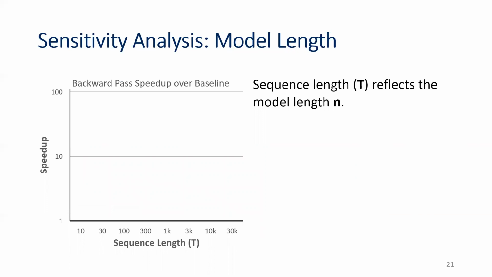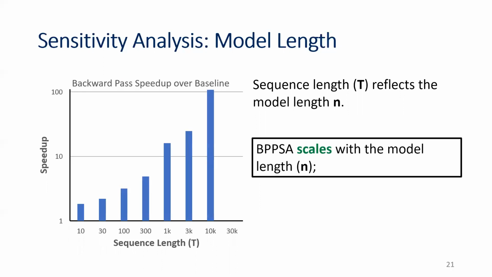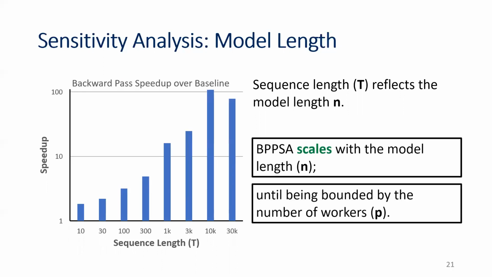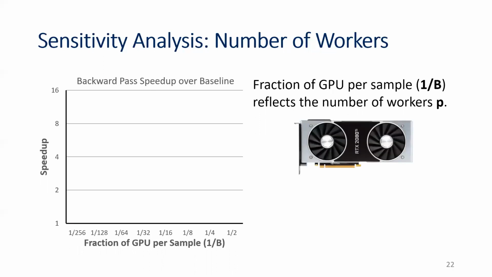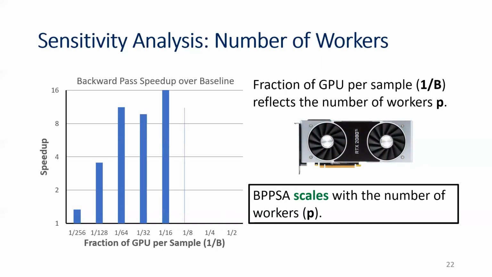Afterwards, we perform sensitivity analysis by varying the sequence length, which reflects the model length n, and look at the backward pass speedup. BPPSA scales with the model length initially until when there are not enough workers, and we can also observe a speedup as high as 108x. We also want to analyze the sensitivity of how the performance of our method varies with the number of workers, and we demonstrate this by varying the fraction of GPU per sample. As we increase the fraction of GPU per sample initially, we can observe our method scales with the number of workers p until there are more than enough workers.